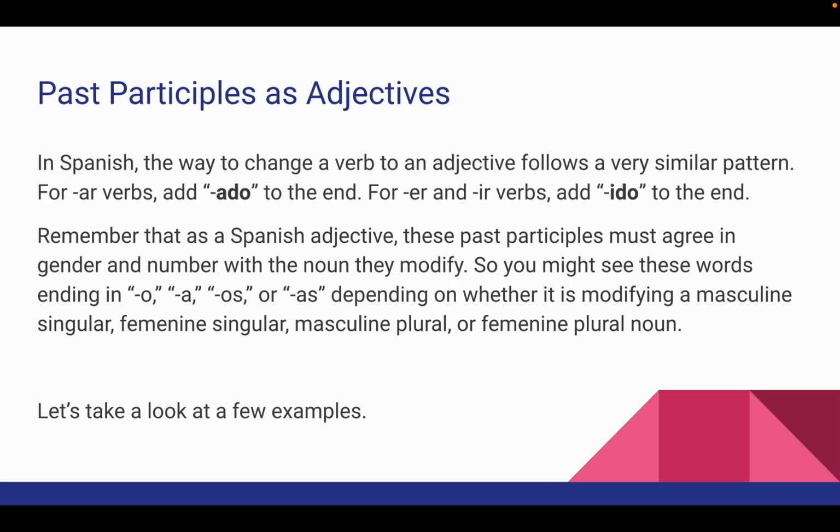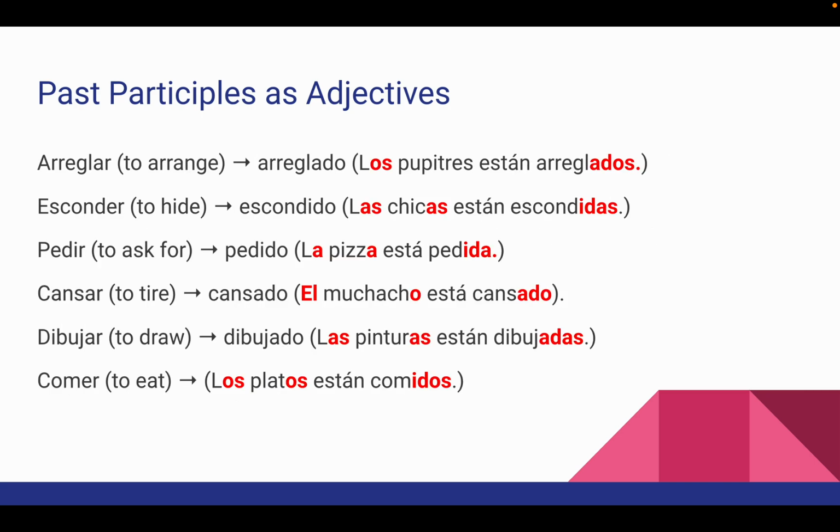So in Spanish, the way to change a verb to an adjective follows a very similar pattern. For AR verbs, add ado to the end. For ER and IR verbs, add ido to the end. Remember that as a Spanish adjective, these past participles must agree in gender and number with the noun they modify. So you might see these words ending in o, a, os, or as, depending on whether it is modifying a masculine singular, feminine singular, masculine plural, or feminine plural noun. So we're going to take a look at a few examples.